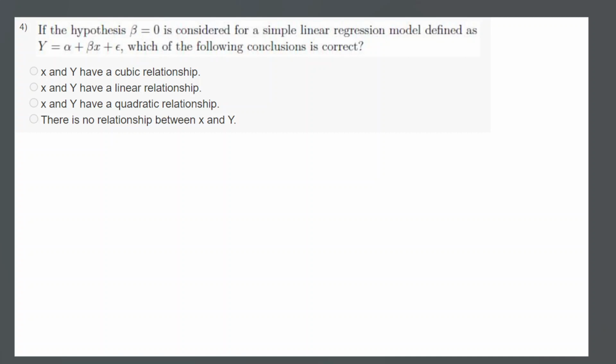If the hypothesis beta naught is equal to 0 is considered in a simple linear regression model, which of the following conclusions is correct? Let's just see what turns out if we give beta is equal to 0.